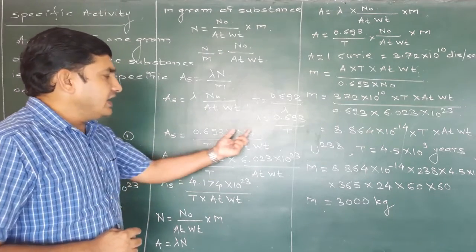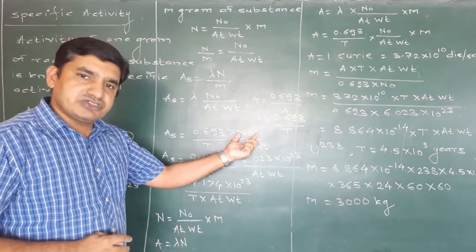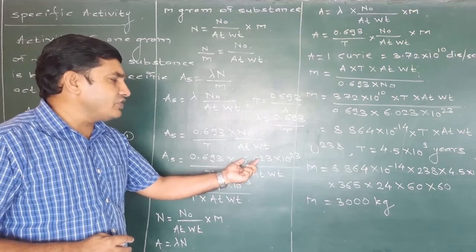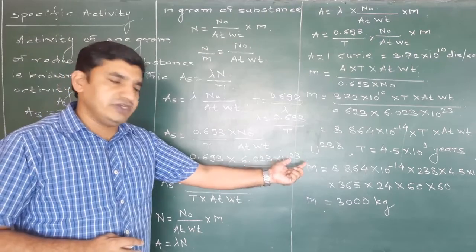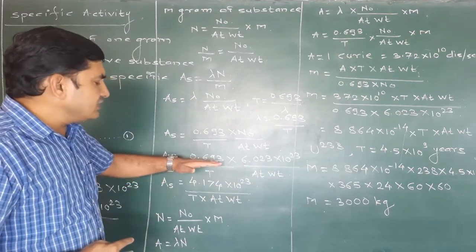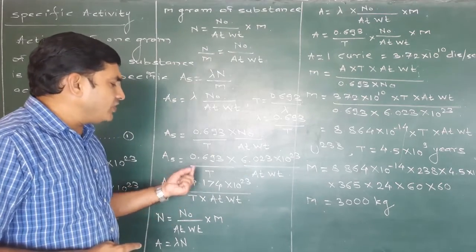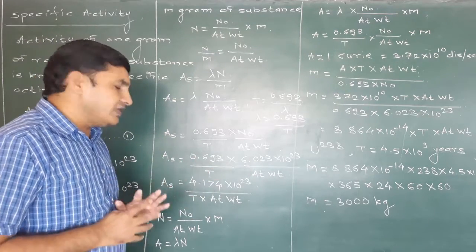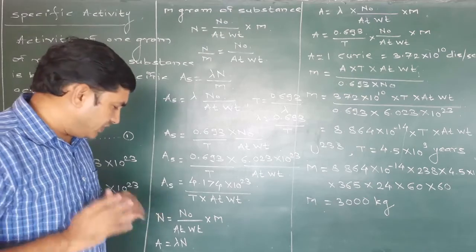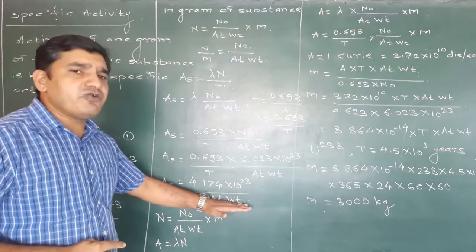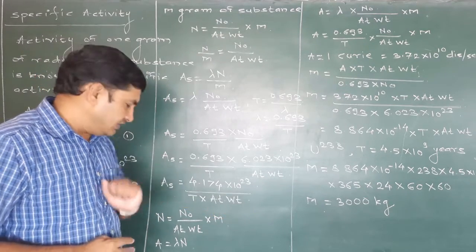Here N0 is Avogadro's number. Its value is 6.023 into 10 raised to 23. Okay. When we multiply these two numbers, we get 4.174 into 10 raised to 23 divided by T into atomic weight. Okay. So this is the formula for specific activity.